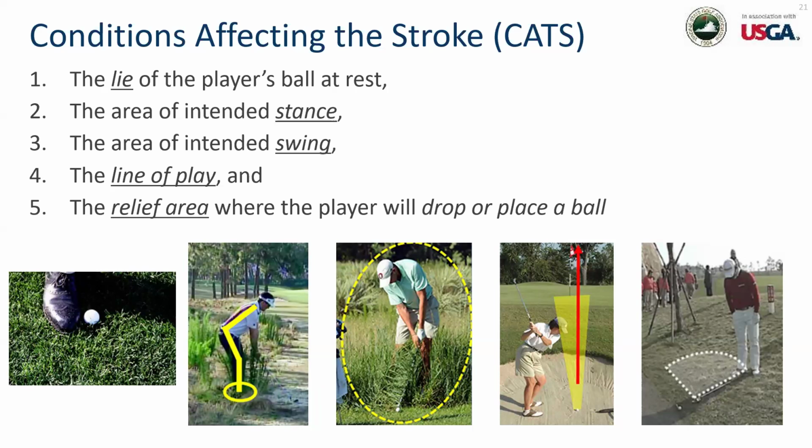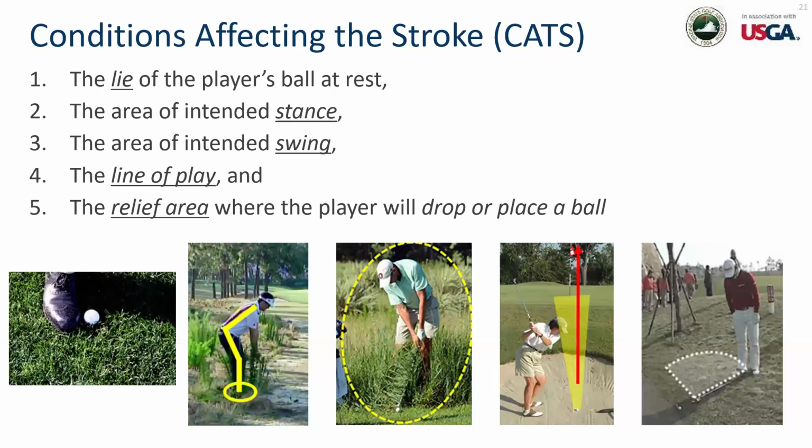First, the lie of the player's ball at rest. That's an example of the first picture, and I think that's pretty self-explanatory. Next picture, the area of intended stance. The highlighted area in yellow includes our feet, but also includes our body position within that stance. The next picture, the middle one, the area of intended swing. The highlighted area in yellow here is the yellow circle because it includes the backswing and the downward motion of the swing, which includes the follow through.